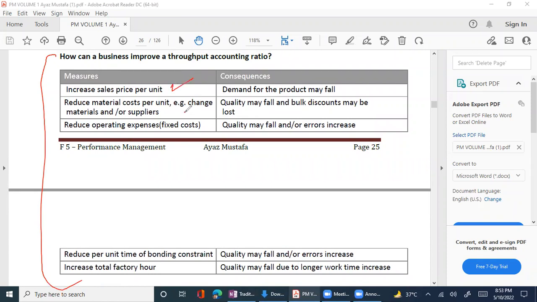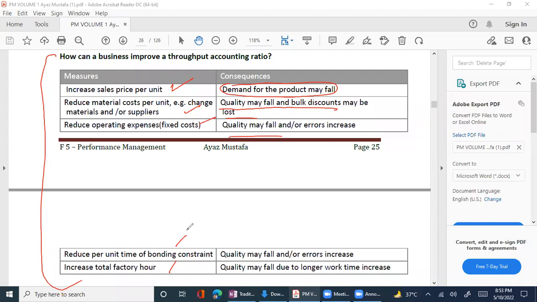The measure 1, 2, 3, 4, 5. And what will be the result? If we increase the price, we will face a demand issue. Our demand will be affected. If we reduce the material cost, we may compromise on the quality or something else. Please read this paragraph and then ask if there is any question.